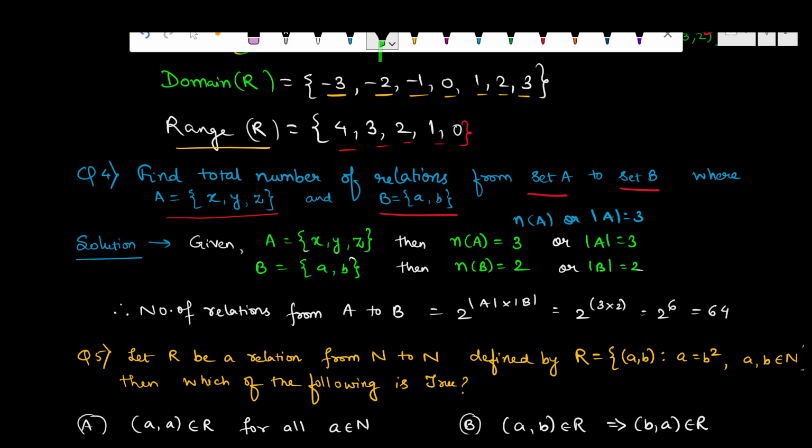So the total number of relations from A to B is equal to 2 to the power of cardinality of A times cardinality of B. The cardinality of A is 3, so 3 times 2 is 6. So the answer is 2 to the power 6, right?